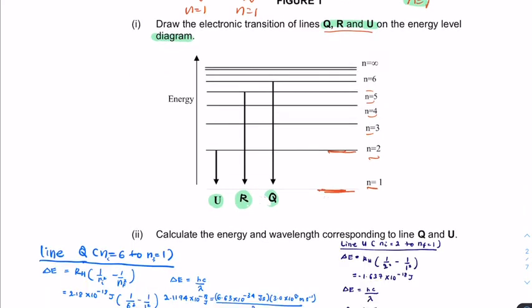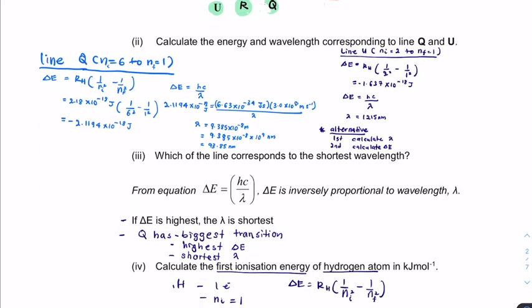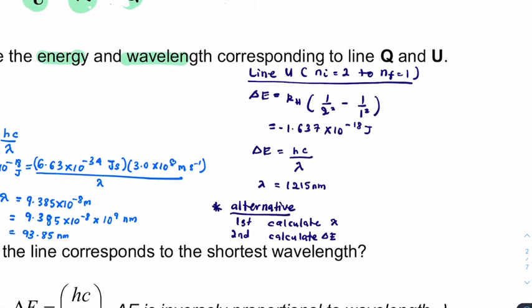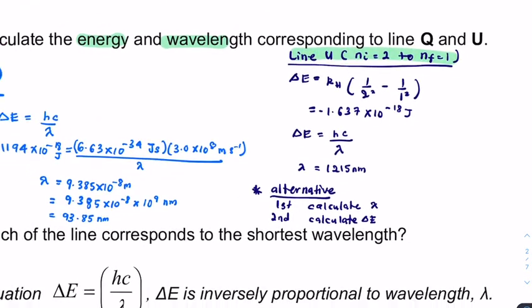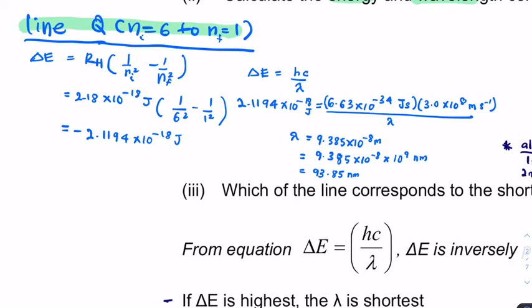Okay, and next, calculate the energy and wavelength corresponding to lines Q and U. Line Q is from n6 to n1, while your line U is from n2 to n1. To calculate the energy, you can use this formula: delta E equals RH times 1 over n squared minus 1 over n squared, from n initial to n final. You calculate and you will get this value.